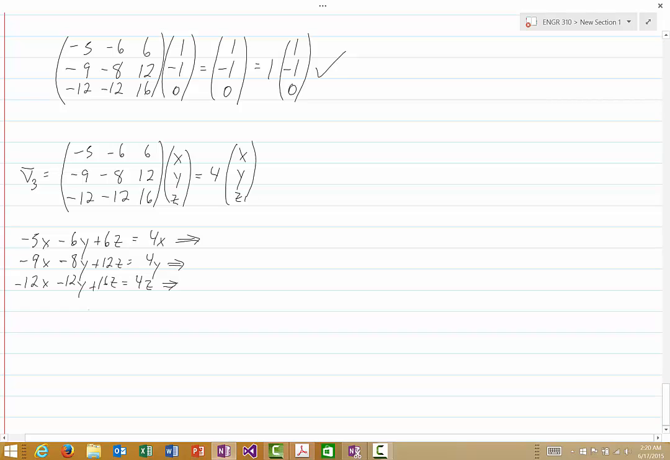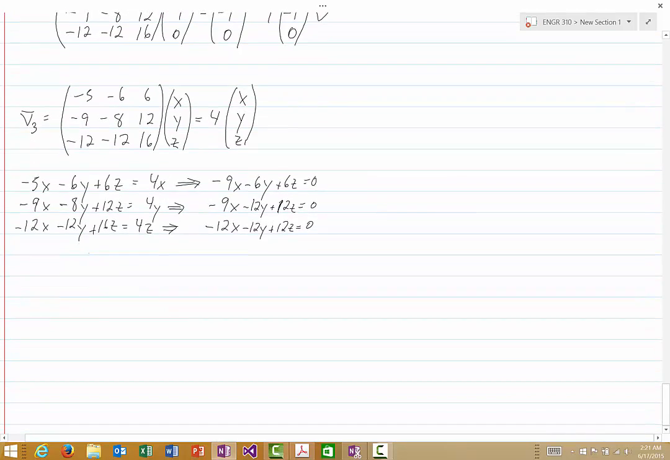And now let's work on each one of these. We get minus 9x minus 6y plus 6z equals 0. Minus 9x minus 12y plus 12z equals 0. And then finally minus 12x minus 12y plus 12z equals 0.